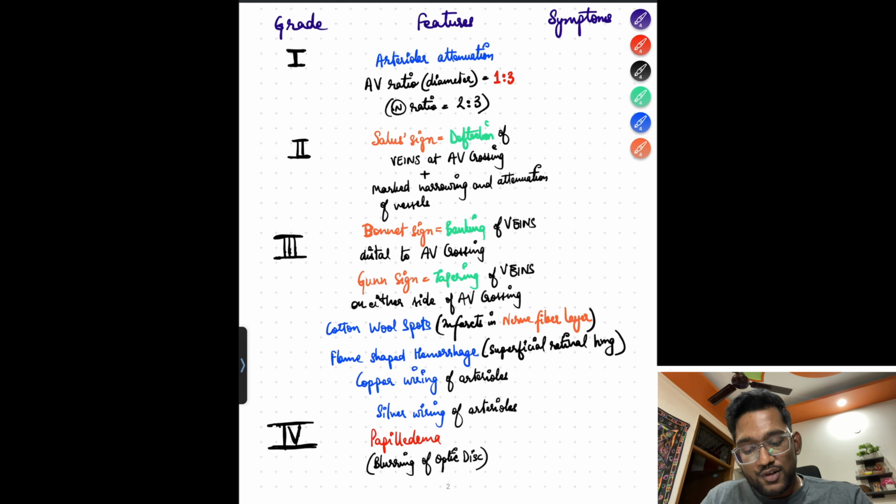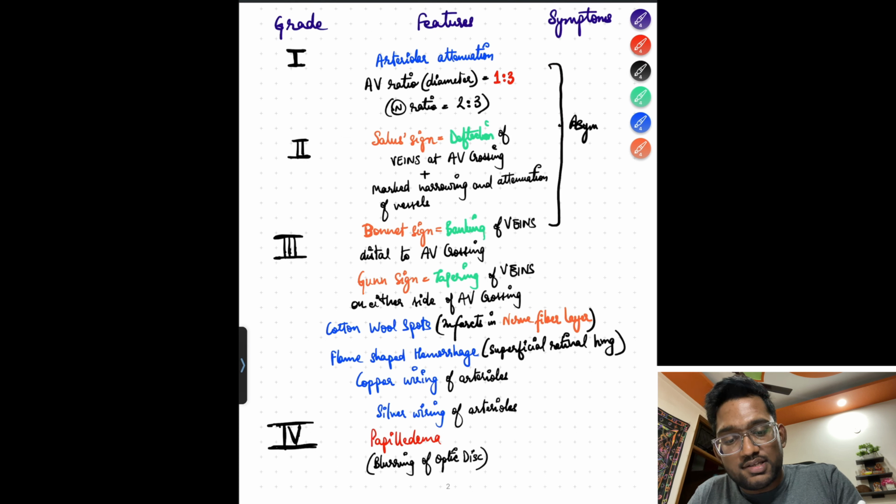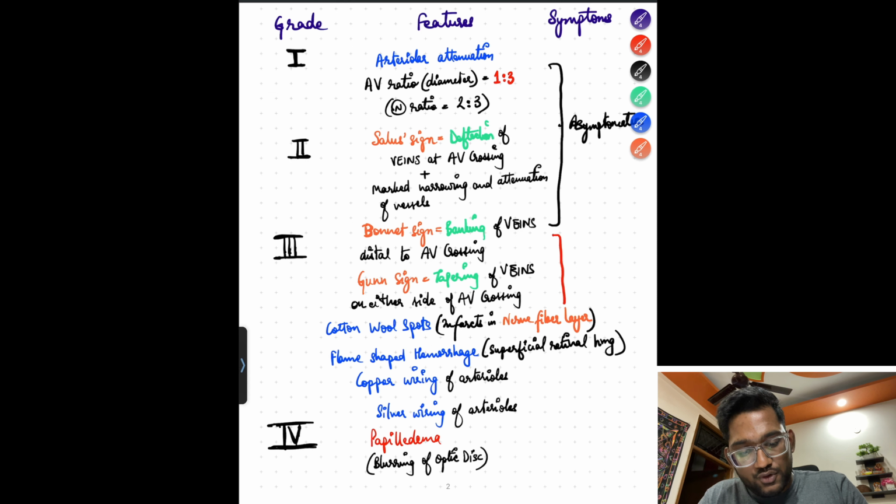It also involves papilledema, which is the blurring of the optic disc, and papilledema, as I mentioned in the pathogenesis, occurs due to malignant hypertension or accelerated hypertension. Now regarding the symptoms, the grade 1 and grade 2 are asymptomatic and do not lead to any symptom to the patient, whereas in case of grade 3 and grade 4 there will be symptoms present.